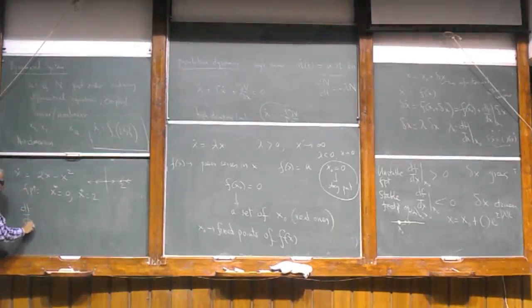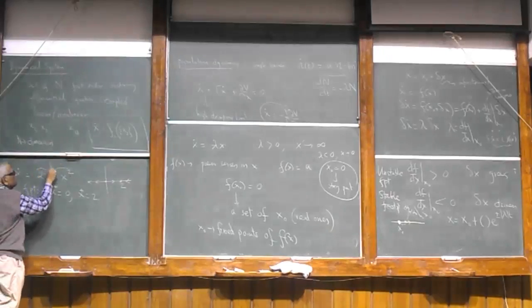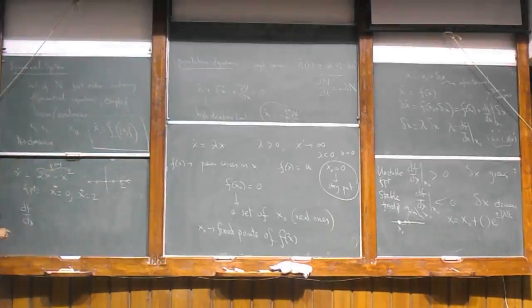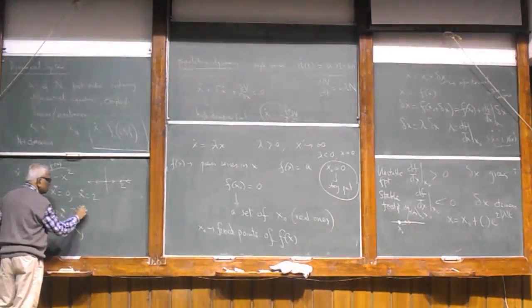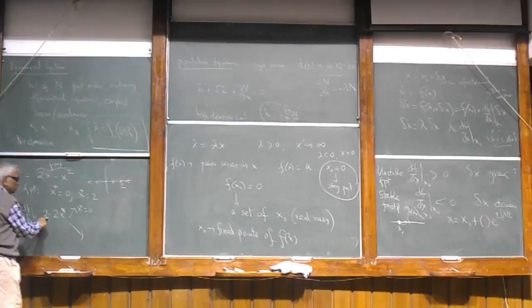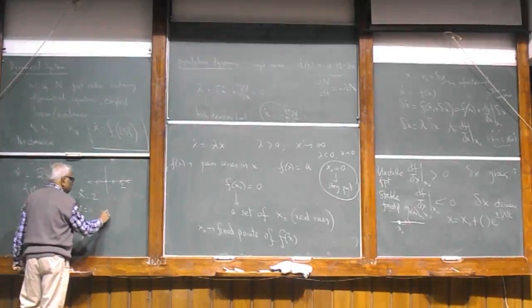The derivative, so this is my f of x. The derivative is 2 minus 2x star. So the derivative at x star is this. So if it is x star equal to 0, the derivative is positive and it is unstable.